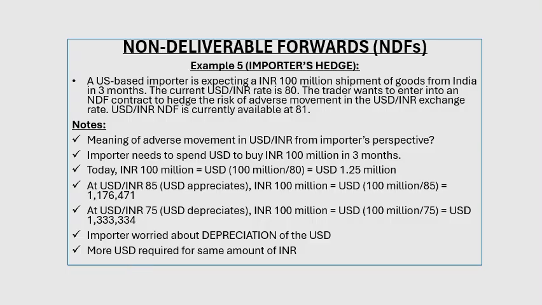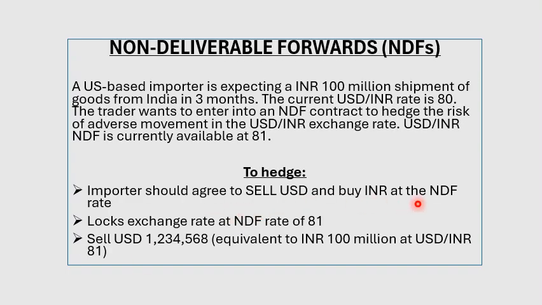So the trader should agree to sell USD and buy INR at the NDF rate to lock the exchange rate at the NDF rate of 81. That is, he must sell the USD INR NDF for a notional value of USD 1,234,568, equivalent to INR 100 million at USD INR 81. Note that this is a bit better than simply buying INR at the current rate of 80. That is, USD is currently at a premium to the spot rate now as far as the NDF is concerned.